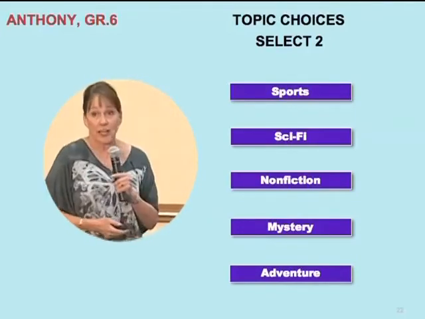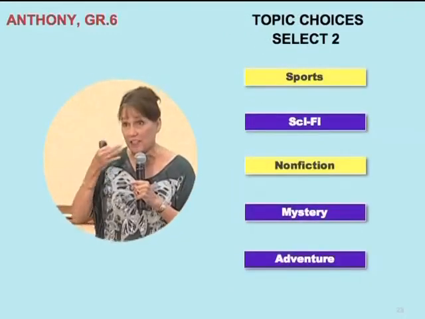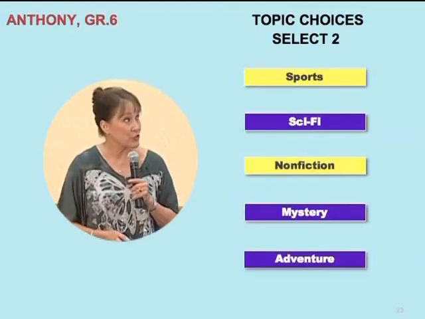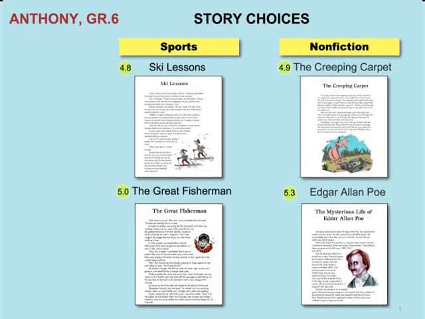So that tells the child, Anthony, select 2 choices here, and he picks sports and nonfiction. As soon as he's selected his 2, look what happens. He now is given 4 choices. He has 2 choices under sports, and he has 2 under nonfiction. But look at the readability levels. In September, he's reading on 4.1 when he gets his first choices.